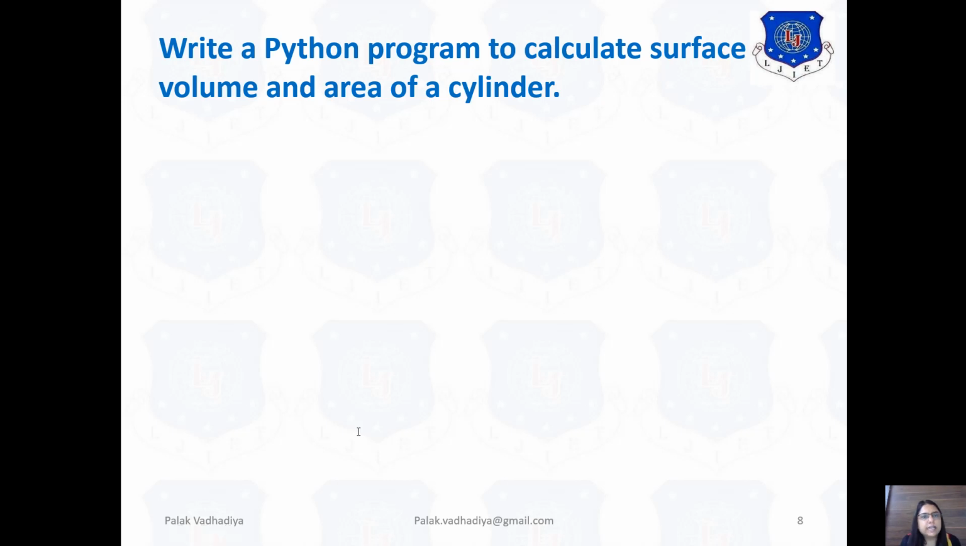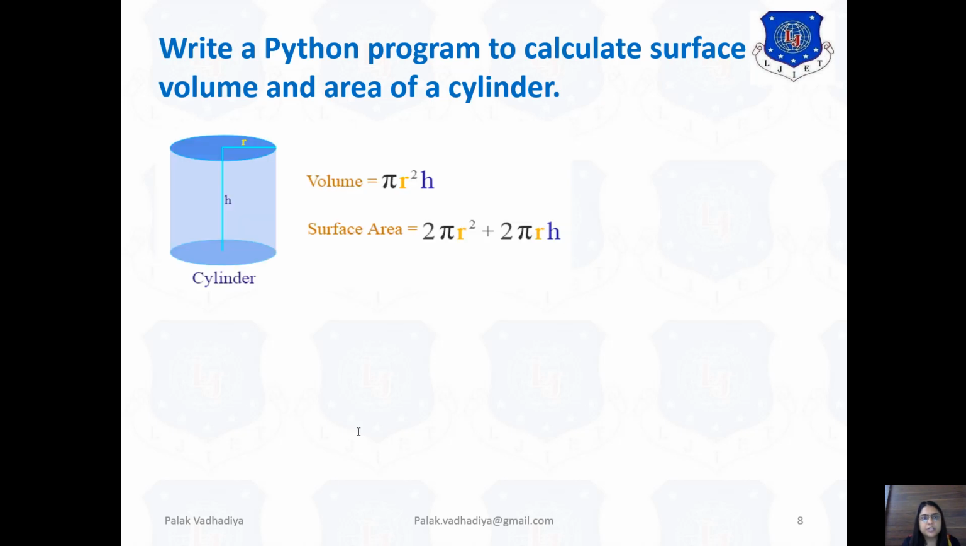Now the next program is to write a Python program to calculate the volume and the surface area of a cylinder. Again, first of all, we know the shape of the cylinder is like this, and if we want to find out the volume, then the volume equals pi r square into h. H is the height of the cylinder, and r is the radius of the cylinder. And the surface area equals pi r square plus 2 pi r h.